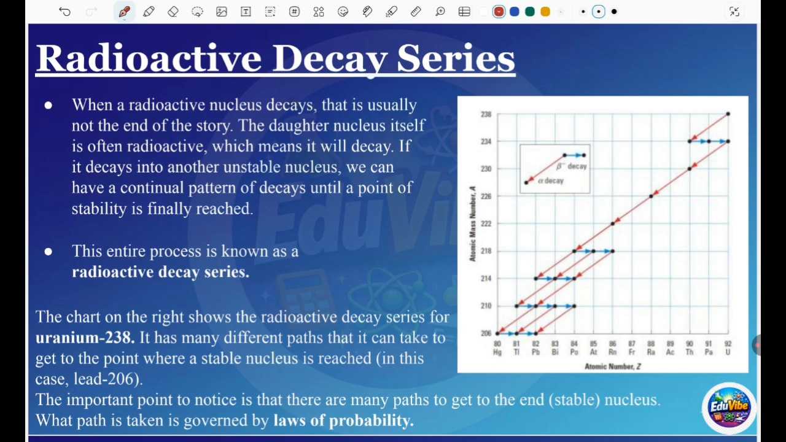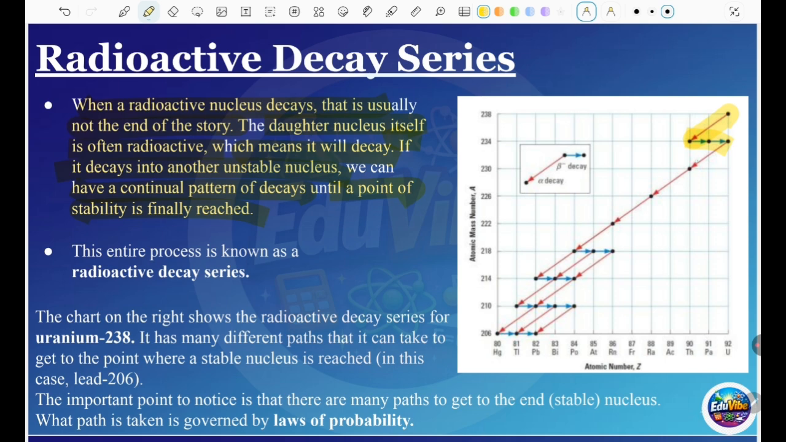Radioactive decay series. This is again related to radioactive decay types. When a radioactive nucleus decays, that is usually not the end of the story. The daughter nucleus itself is often radioactive, which means it will also decay. If it decays into another unstable nucleus, there can be a continual pattern of decays until the point of stability is finally reached.